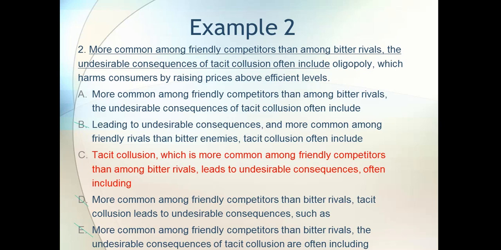All right? So B states the following: leading to undesirable consequences, comma, and more common among friendly rivals and bitter enemies, tacit collusion often include oligopoly, and so on. Now, careful. Let's, for instance, eliminate the part of the sentence between the commas and focus on the main part of the sentence. Leading to undesirable consequences, tacit collusion often include. Tacit collusion often include. That's wrong. It should be tacit collusion often includes. Why? Because the verb goes to tacit collusion, not to undesirable consequences. So that means that B is definitely wrong. So that's out of the question. So you're left, since you have eliminated everything, with C.